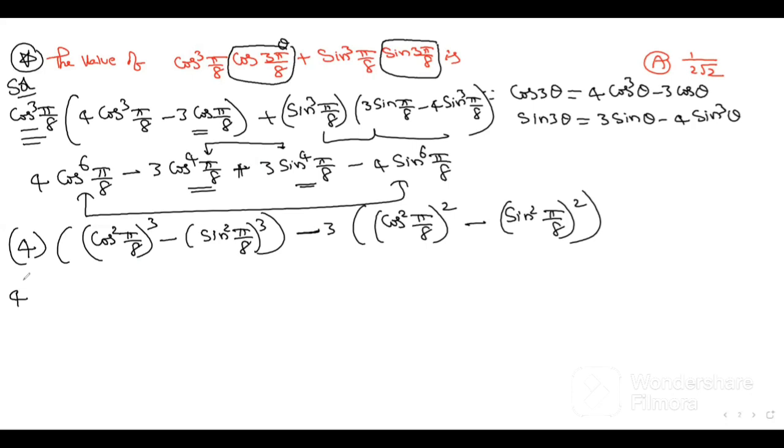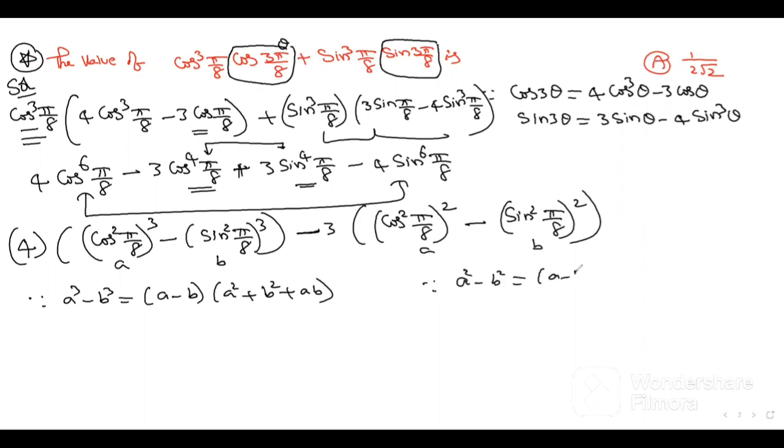So it would be 4 times of, here we should apply the a cube minus b cube formula. A cube minus b cube is equal to a minus b into a square plus b square plus ab. Here we should apply the a square minus b square formula, a minus b into a plus b. What we get here? 4 times of a cube minus b cube.